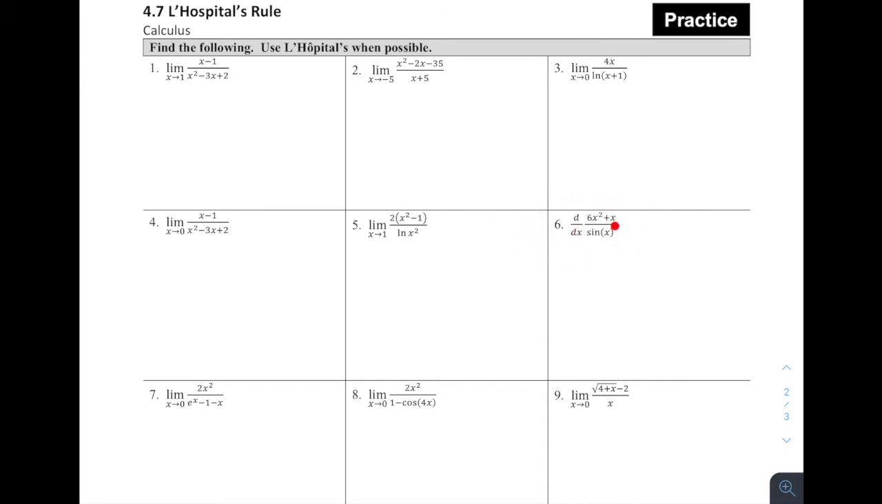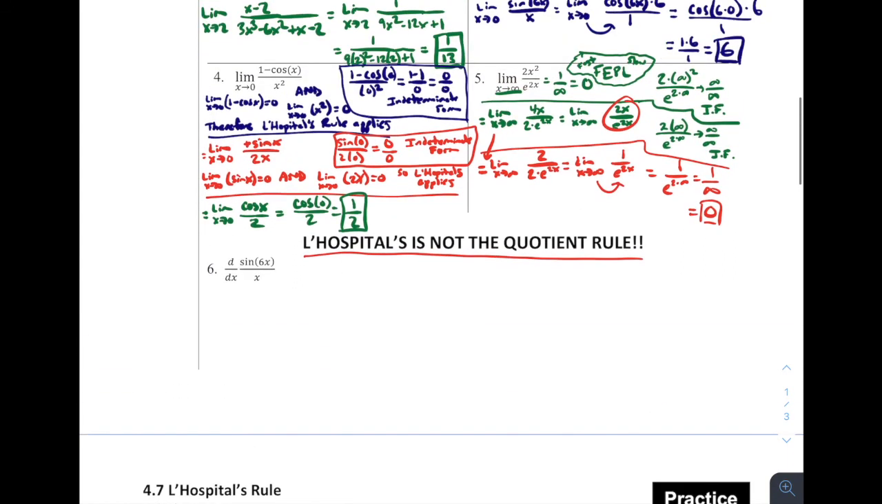This is the derivative of a fraction, of a function being divided by a function. I would have to apply the quotient rule here. So we need to be careful. We know L'Hopital's rule is only for limits, and only for limits that are an indeterminate form when you do that direct substitution.